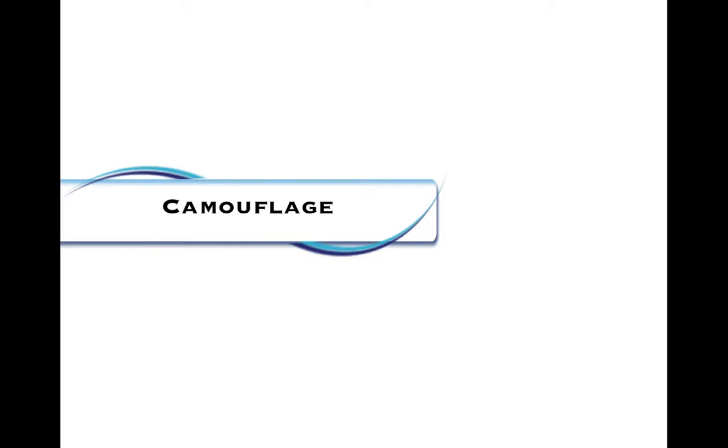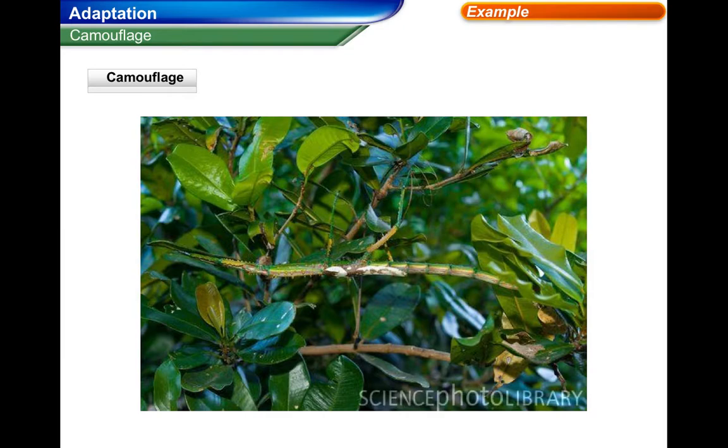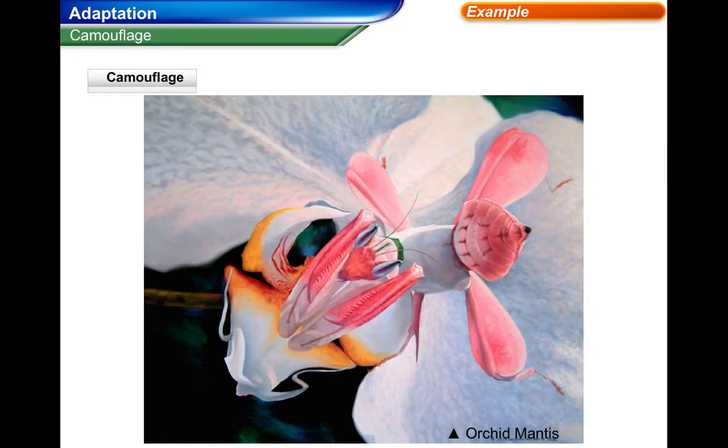So camouflage is about hiding. It is background matching, and in this way the species go unnoticed by their predators or sometimes unnoticed by their prey. So here we have a classic example, the stick insect, much like the branches of a tree, or these orchid mantises, very similar in shape and color to orchids, as you notice in their pink legs and abdomen. This is another good example of camouflage, a killer or carnivore caterpillar who uses camouflage to capture its prey.